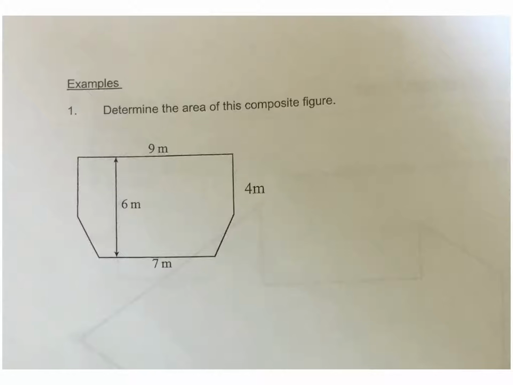Same thing. We're trying to find the area of the composite figure. So we know composite means it's a shape that's made up of more than one shape. There's a couple ways you could do this. I looked at it and I saw right away a rectangle, and I saw a trapezoid.